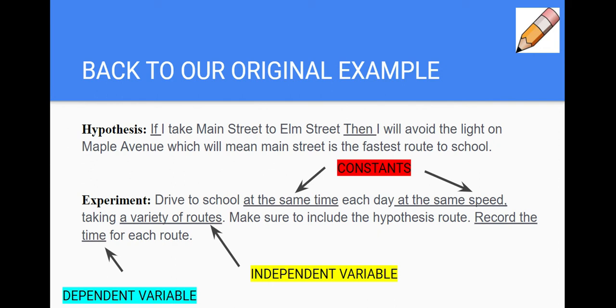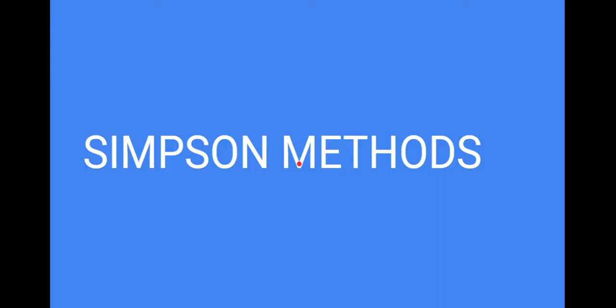Again, I'm just showing you how I would label this experiment based on the vocabulary I just gave you. So my constant variables in the experiment, again, are the time that I'm leaving and how fast the car is going. My independent variable is what can change, what I have power over changing, which is which street that I take. And the dependent variable is what I am measuring. So how long each route takes. That is the dependent variable.